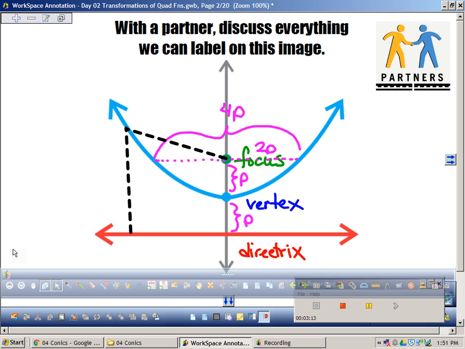So no matter what, no matter where I am on my parabola, if I go from my focus to any point right there, that distance from there to there is going to be the same. And that's what you guys did with that folding activity, right? That's what you were doing. You were making a whole bunch of folds that were equidistant. Okay, cool. Yes?